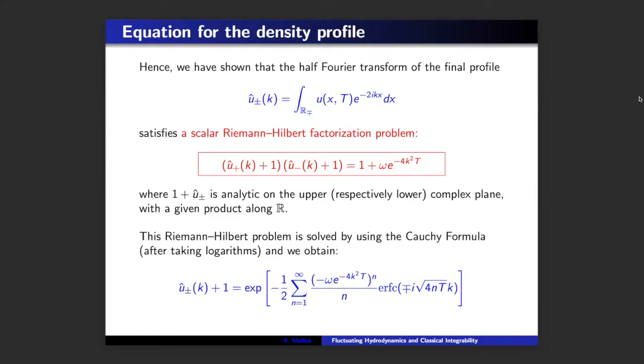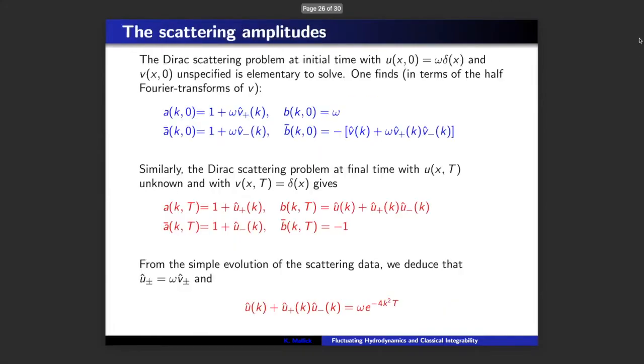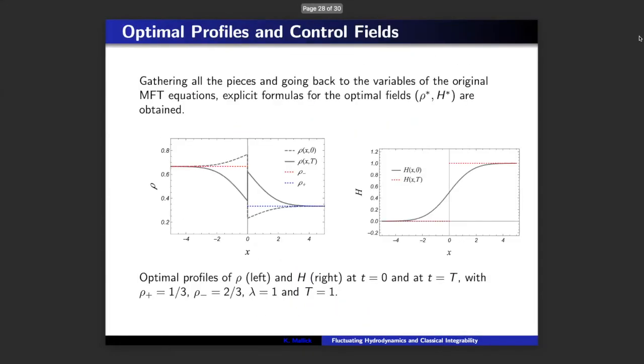This can be solved by using contour integration and the Cauchy formula, and in the end, you get an explicit formula for the Fourier transform of your profile. So you cannot compute your profile in real space, but you get the Fourier transform, which is as good. And in the end, you need to integrate your profile over space. So you need to take the zero component of your Fourier mode. So you get an explicit formula, and from this explicit formula, you can plot things.